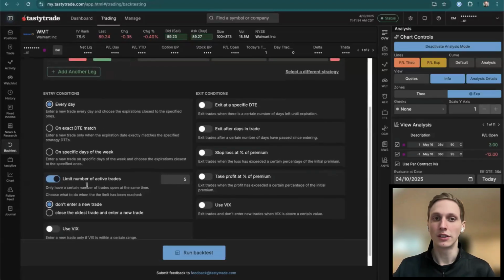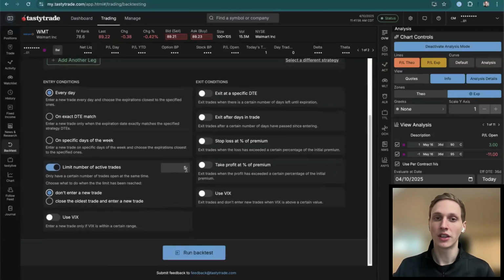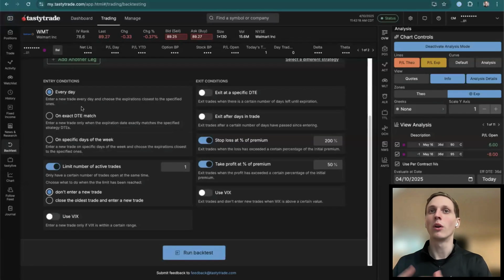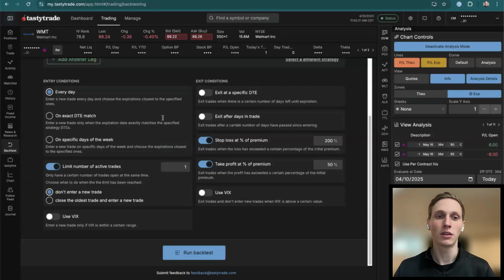Instead, we could go to here to limit number of active trades to say, hey, I only want one trade open at a time. So it's still going to look every day or look at your strategy if you already have one open in the backtest. But once that position is closed, either based on your stop loss or take profit, or it reaches expiration, then it's going to go ahead and say, okay, now on the next day or that same day, we're opening up the same strategy based on our criteria again.